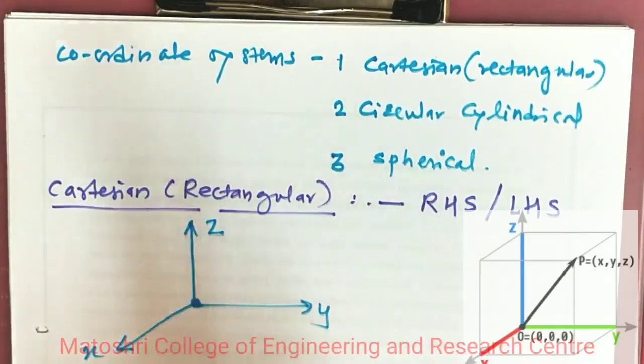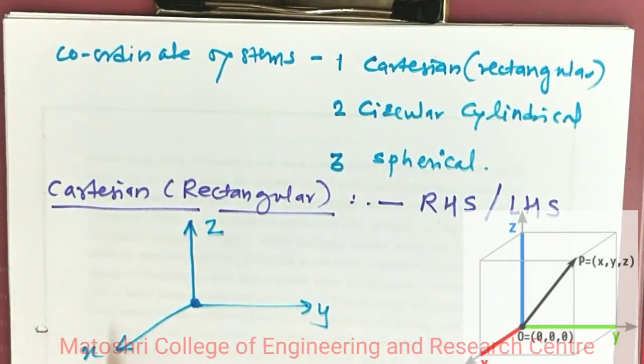In the right hand side Cartesian coordinate system, if you are moving a right hand screw from x to y, it progresses upward along the z axis. In case of the left hand side, if you are moving from x to y, the screw moves in the negative z direction. Most screws are based on the right hand screw rule or right hand side systems.